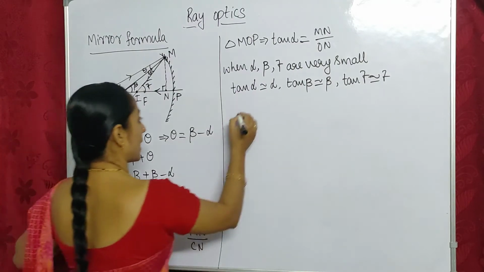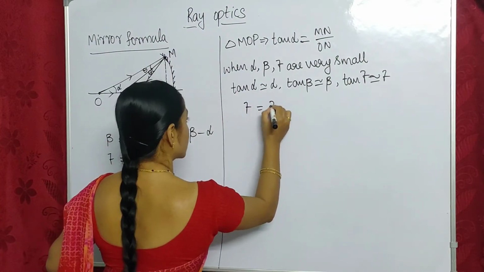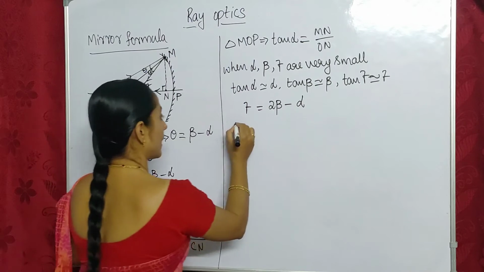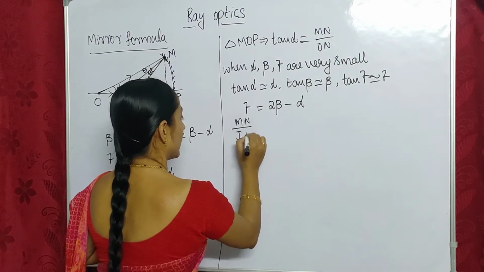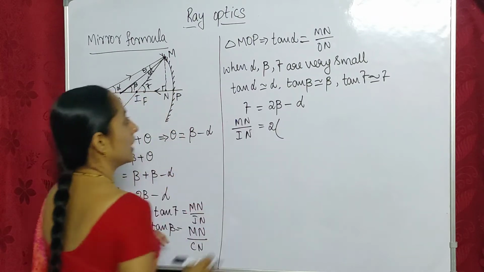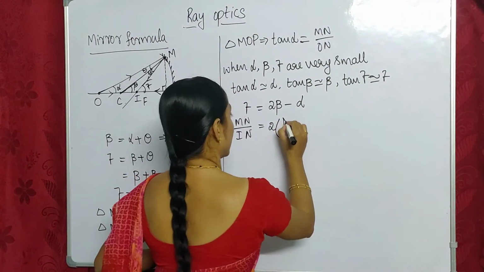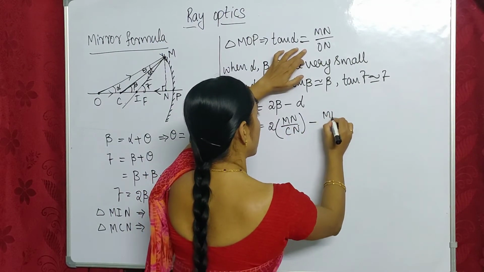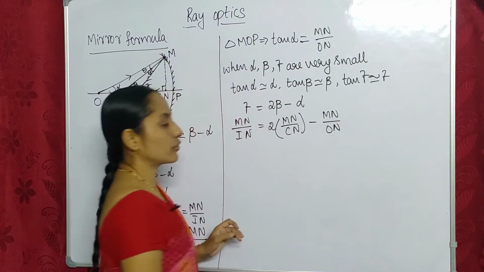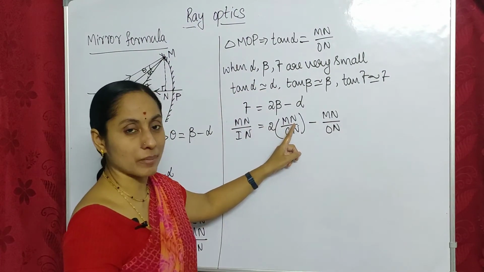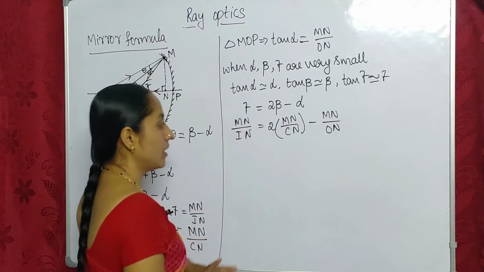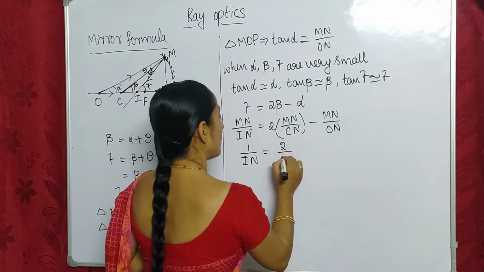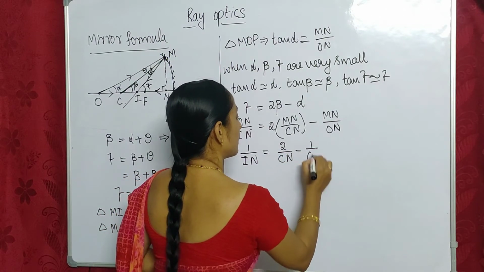Now, gamma is equal to MN by IN. So I am writing it again here. Gamma is equal to 2 beta minus alpha. In place of gamma, MN by IN. MN by IN is equal to 2 into, in place of beta, MN by CN, minus, in place of alpha, MN by ON. Now you can observe that I can take MN common here, it gets cancelled on both sides. So 1 by IN is equal to 2 by CN minus 1 by ON.